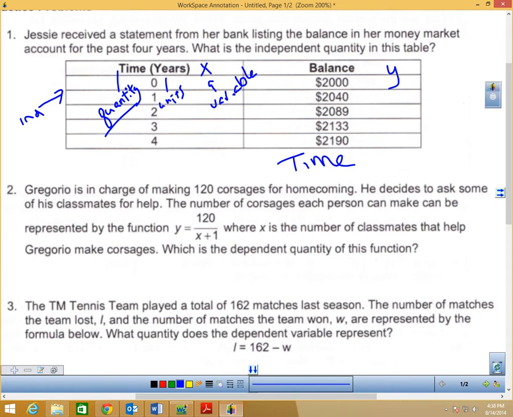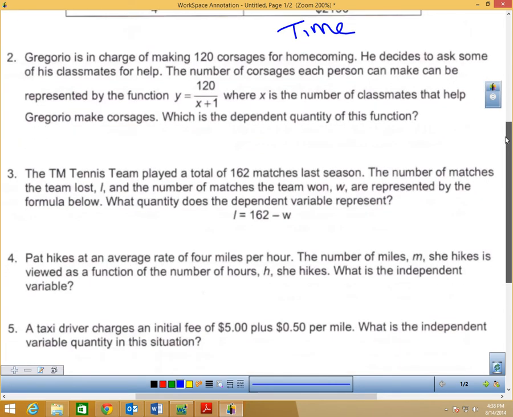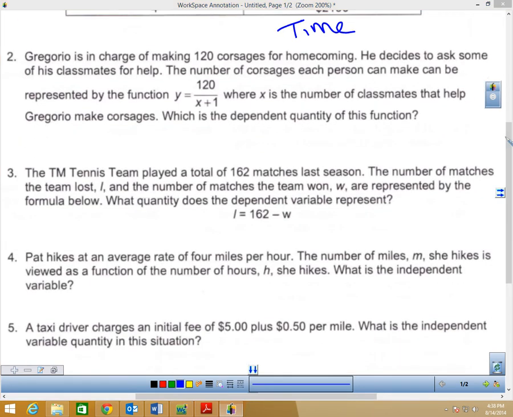It says Giorgio is in charge of making 120 corsages for homecoming. He decides to ask some of his classmates for help. The number of corsages each person can make can be represented by the function y equals 120 divided by x plus 1, where x is the number of classmates that help him make corsages. Okay? Just in case you don't know, corsages are flower things like you wear to prom. Okay. So what is the dependent quantity of this function? Dependent. Okay? If you look at this equation right here, we have an x and we have a y.